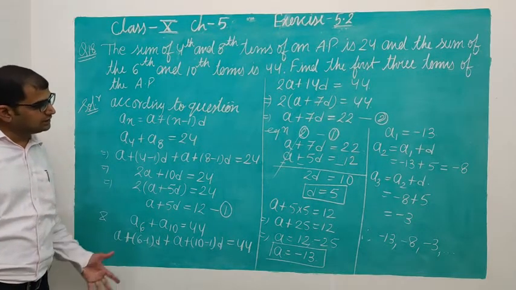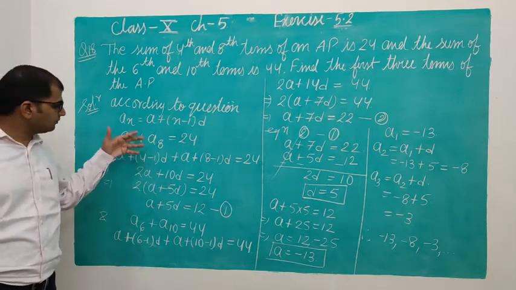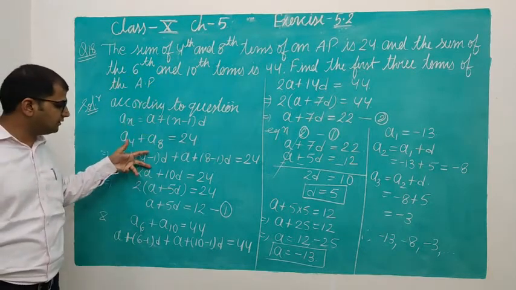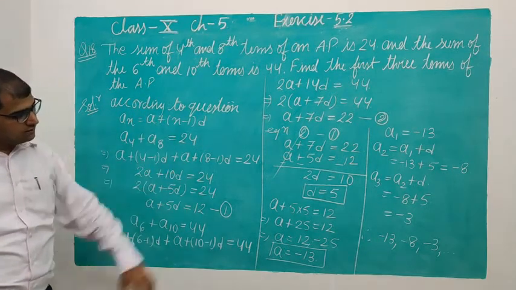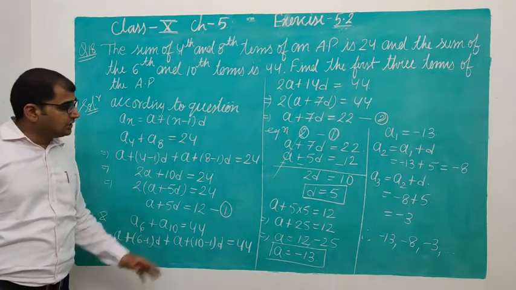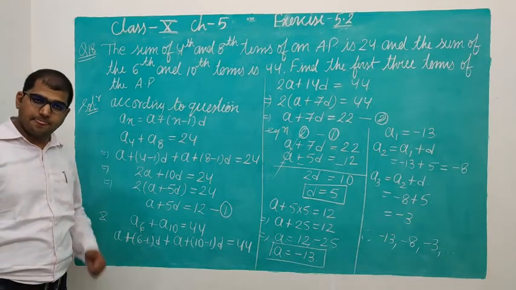Take the screenshot. It's easy. Okay, apply the conditions, that is 2 conditions are given, then form the 2 equations, then after solving these 2 equations, we get the value of A and D, then find out the 3 terms of the AP. Got it? Thank you.